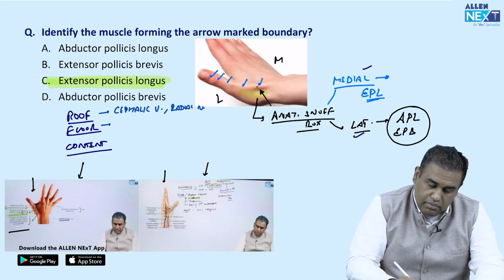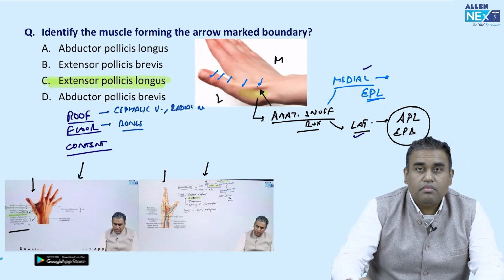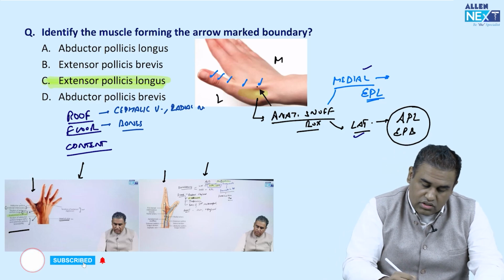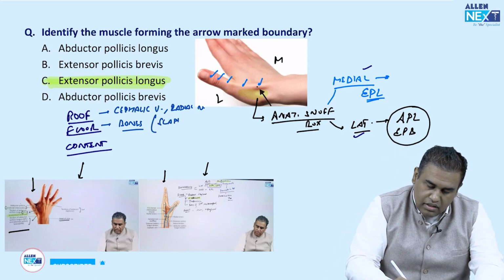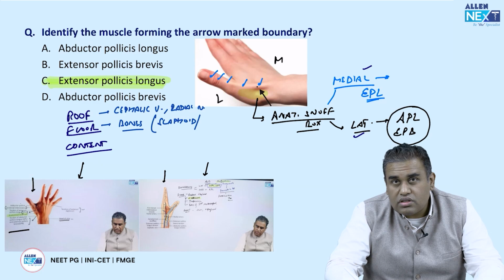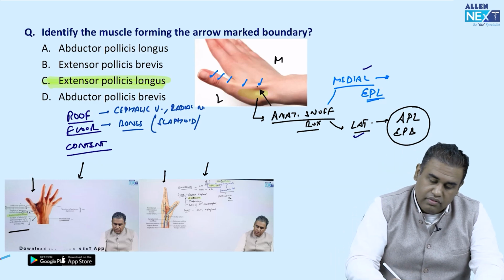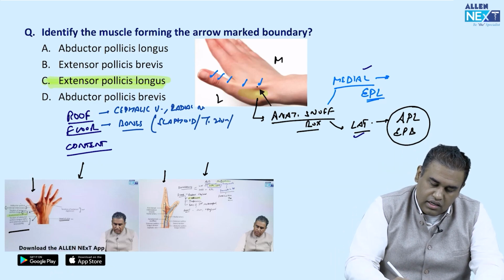In the floor, you will have the bones. Which bones over here? The lateral carpal bones. What are those? Those are the scaphoid, in the proximal row. In the distal row, laterally we have the trapezium. Then we have the base of the first metacarpal.